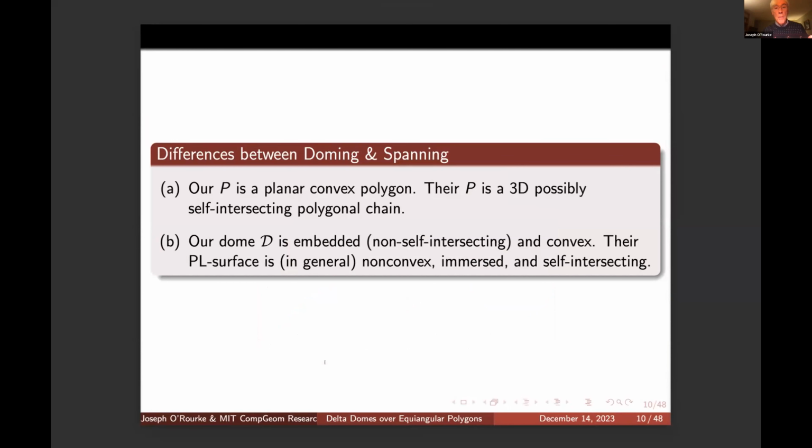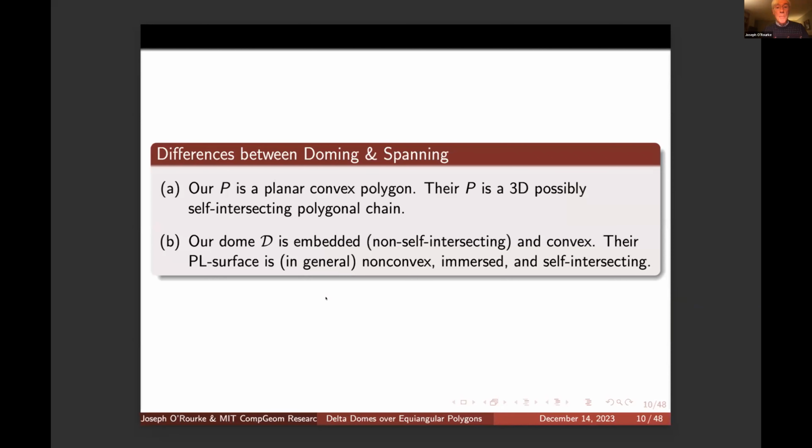So we call our process doming. They called theirs spanning. Our P that we're doming is a planar convex polygon, as I mentioned before. Their P is a 3-dimensional, not 2-dimensional, possibly self-intersecting polygonal chain. So it's much broader.